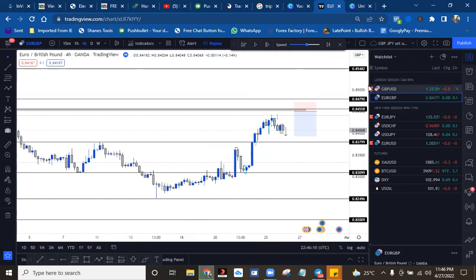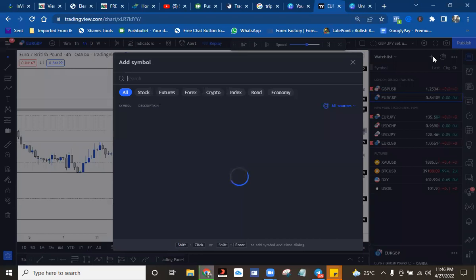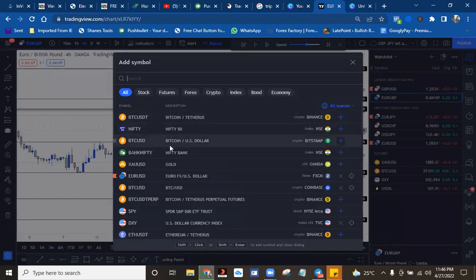Okay, so when you open your TradingView, when you create an account and sign in, under here you have your watch list. The watch list is the place where you put the instruments you want to trade, the amount of instruments that you would love to trade. When you click on this plus icon, you'll be able to add whatever you want to trade.